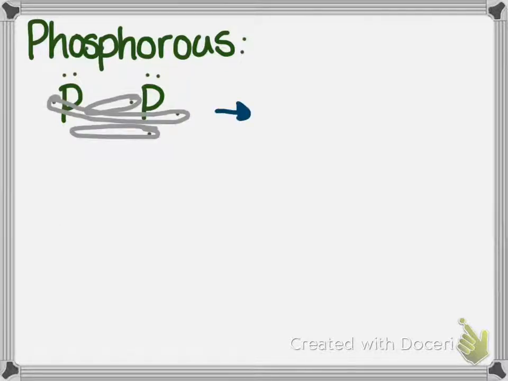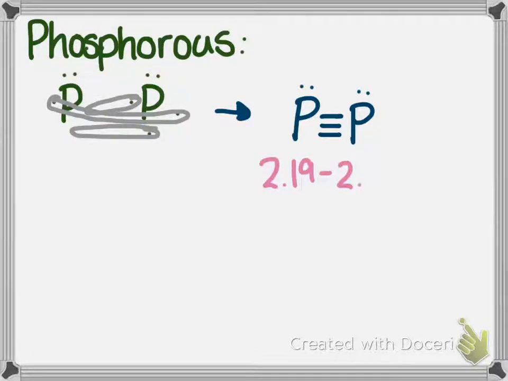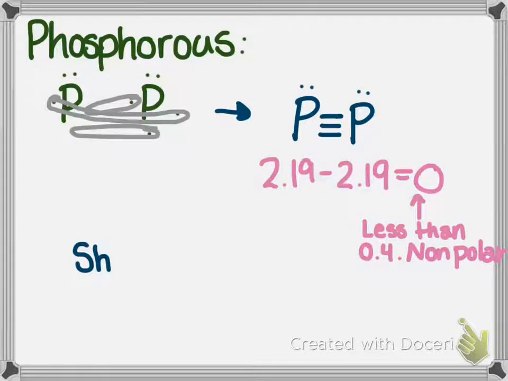When we draw this out, you're going to have P with 3 lines stacked on top of each other to show the bond, with our leftover 2 valence electrons for each phosphorus. Again, we would do our calculation for electronegativity, 2.19 minus 2.19, which results in a 0 overall electronegativity difference. This means that once again, this is a nonpolar bond.